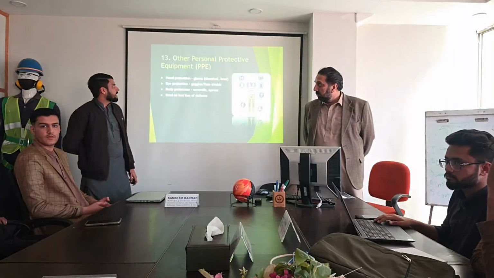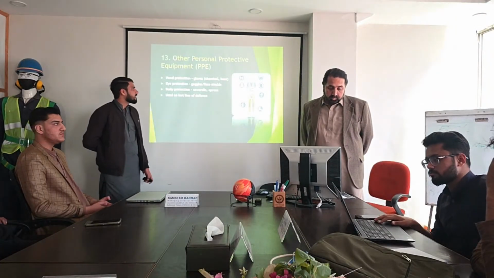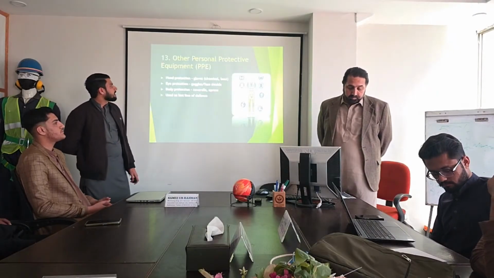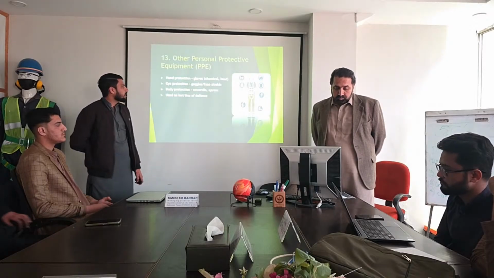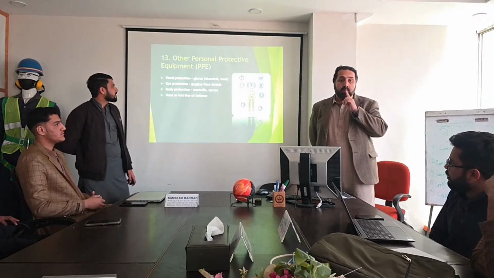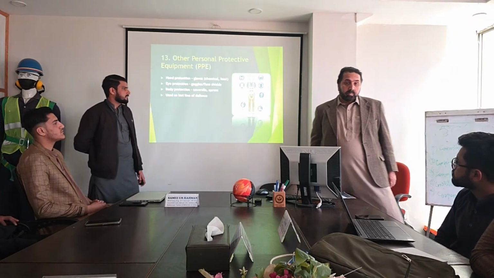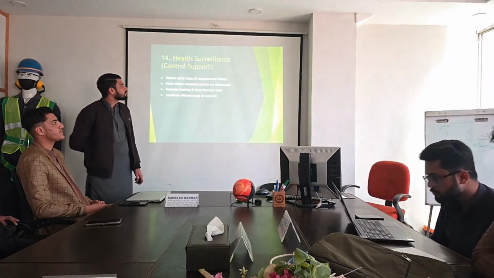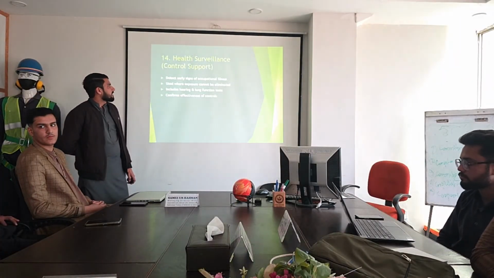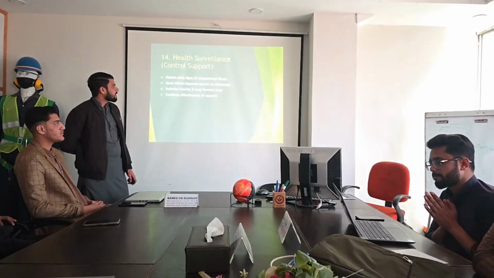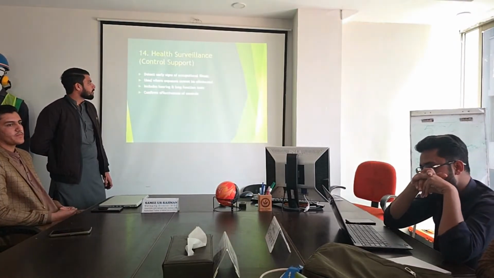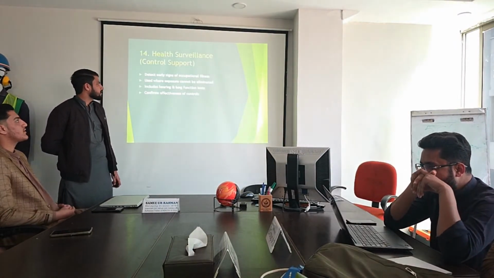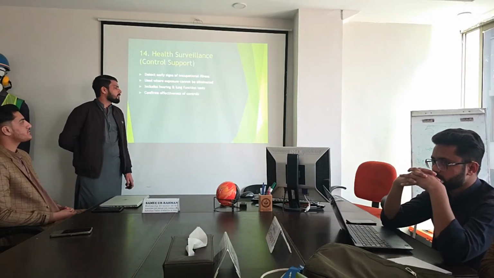Other personal protective equipment: hand protection like gloves for chemical prevention and heat, eye protection like goggles and face shields, body protection like coveralls and aprons, used as the last line of defense. Health surveillance: control support, detects early signs of occupational illness, used where exposure cannot be eliminated. It includes hearing and lung function tests, and confirms the effectiveness of controls.